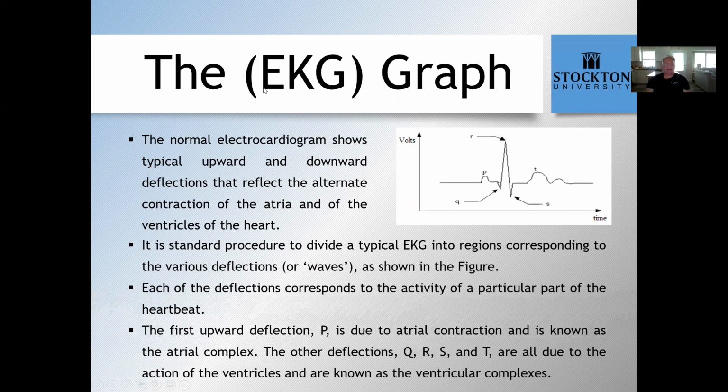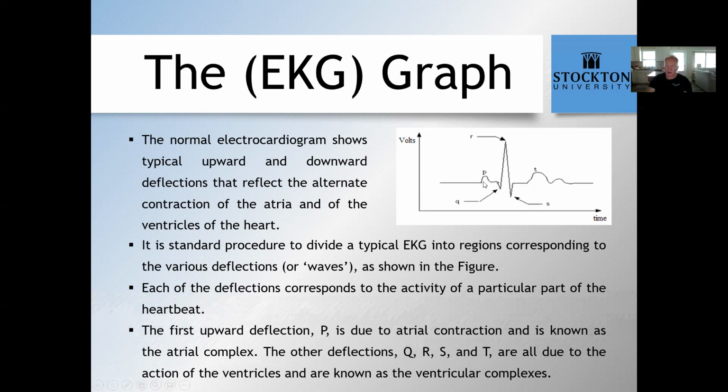So if we look at the electrocardiogram, it looks something like this. It's just a measure of voltage versus time, okay? And the normal electrocardiogram shows typical upward and downward deflections and reflects the alternate contractions of the atria and of the ventricles of the heart. So it's standard procedure to divide a typical EKG into regions corresponding to the various deflections or waves shown in the figure.